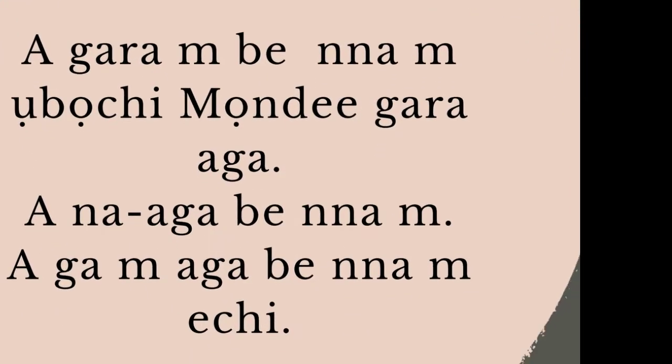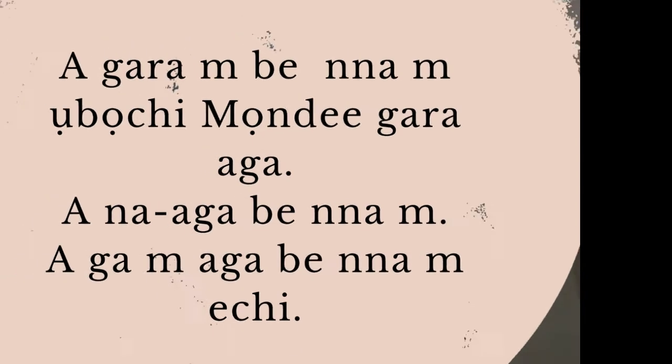So these are some few sentences I tried to get for you concerning time. Agara m be nna m ụbọchị Monday gara aga. Ụbọchị Monday, on Monday. Ụbọchị Tuesday, on Tuesday. Ụbọchị Wednesday, on Wednesday. So agara m be nna m, past tense. Ana m aga be nna m, I'm going, happening now, today. Aga m aga be nna m echi, tomorrow. I'll go to my father's house tomorrow. All right?